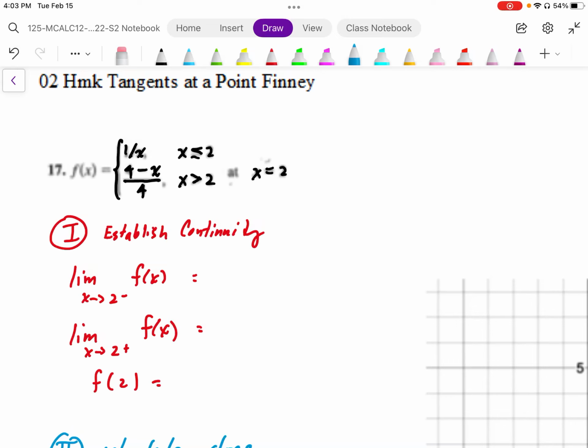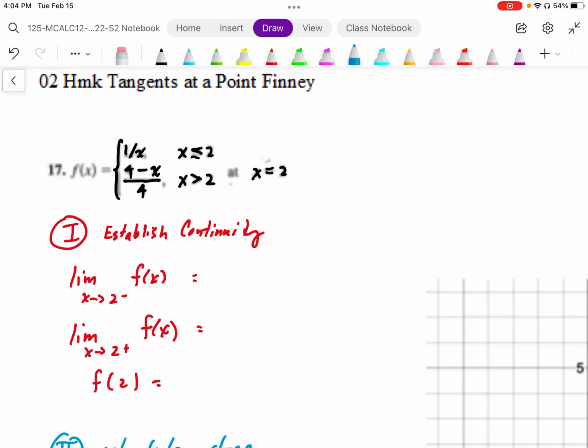We want to establish if the tangent is defined at x equals 2 in this piecewise function, and it transitions from one function to another at x equals 2. So basically, we want to know if there's a smooth transition. The first thing that we have to do, though, is establish continuity.